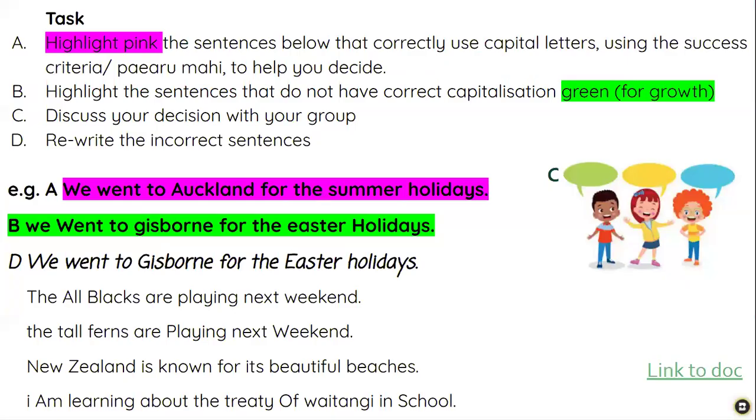So the task the students are going to do is to highlight the sentences that correctly use capital letters, using the success criteria on the previous slide to guide them. They're then going to highlight the sentences that do not have the correct capitalization, and they're going to use a green highlighter for this, going with our green for growth, tickled pink process we've previously talked about on a teacher only day. C, they're going to discuss their decision with the whole group, and then as an extension, they could actually rewrite the incorrect sentences if that's at the appropriate level for your students.